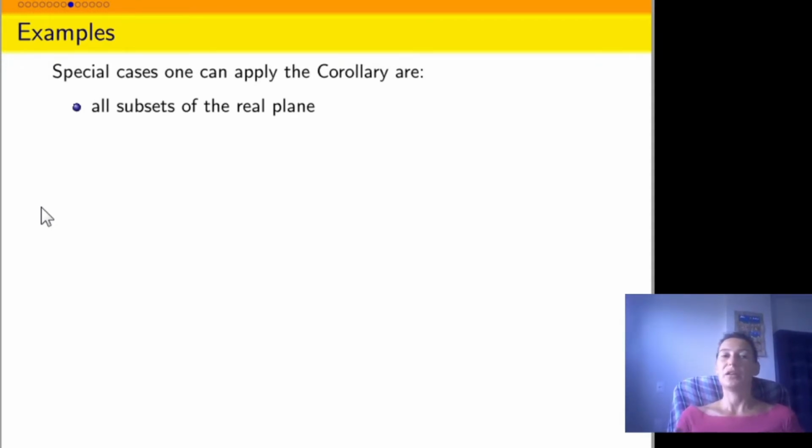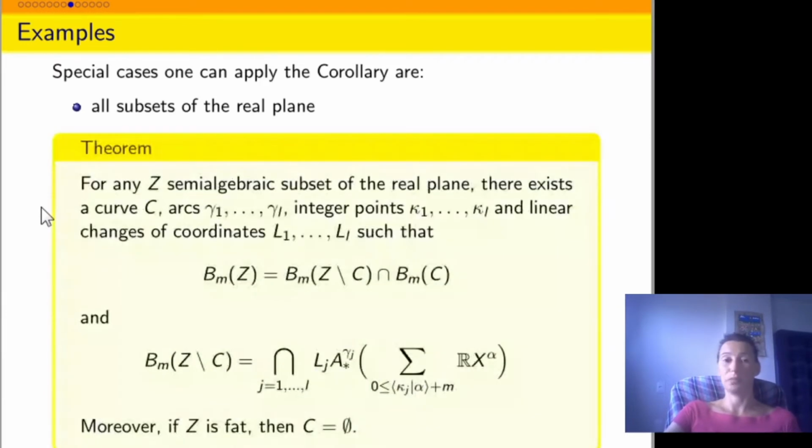Surprisingly, we can use this for all subsets of the real plane. For using this on all subsets of the real plane, one also needs the possibility of translation. So let us look at the theorem. This theorem gives us a constructive representation of the module of degree m polynomials with respect to any semialgebraic subset of a real plane. So in dimension 2, the description is complete thanks to our previous considerations.